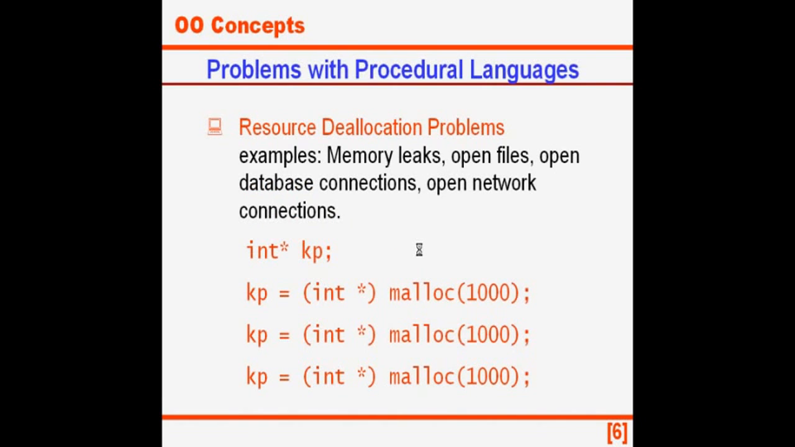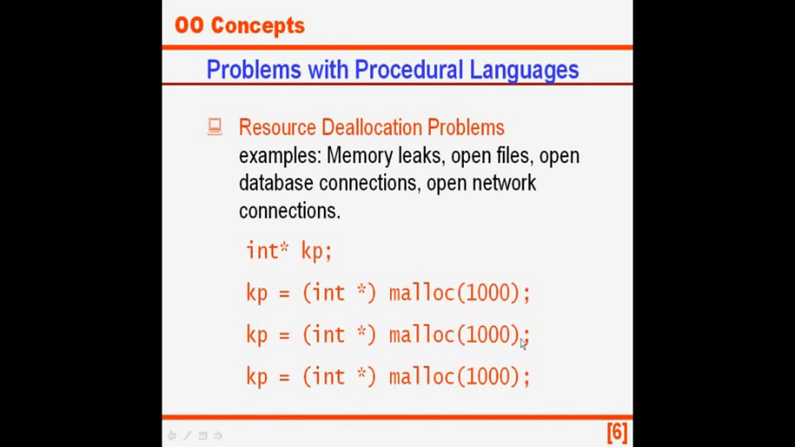Another big problem with procedural languages is the resource deallocation problems. What are resources? Resources can be anything starting from memory to files to open database connections and network connections. What happens in this code here? We have declared here int *kp and we have allocated a block of 1000 bytes to this pointer kp.